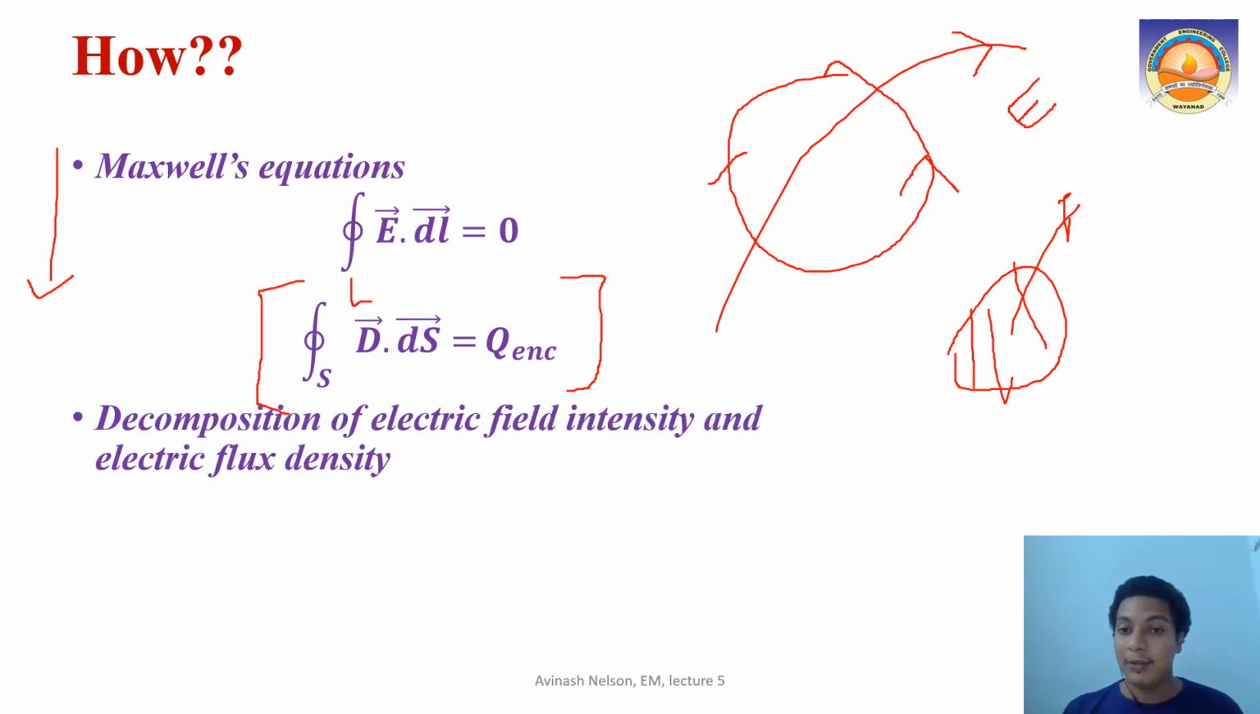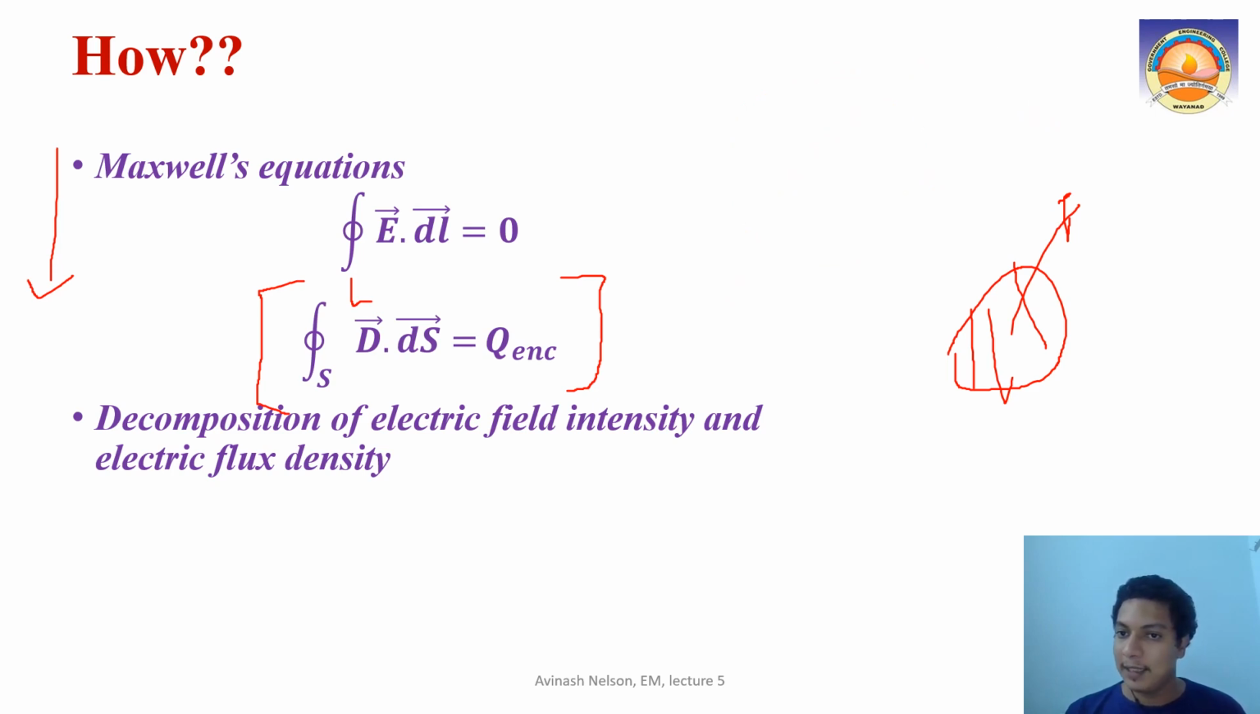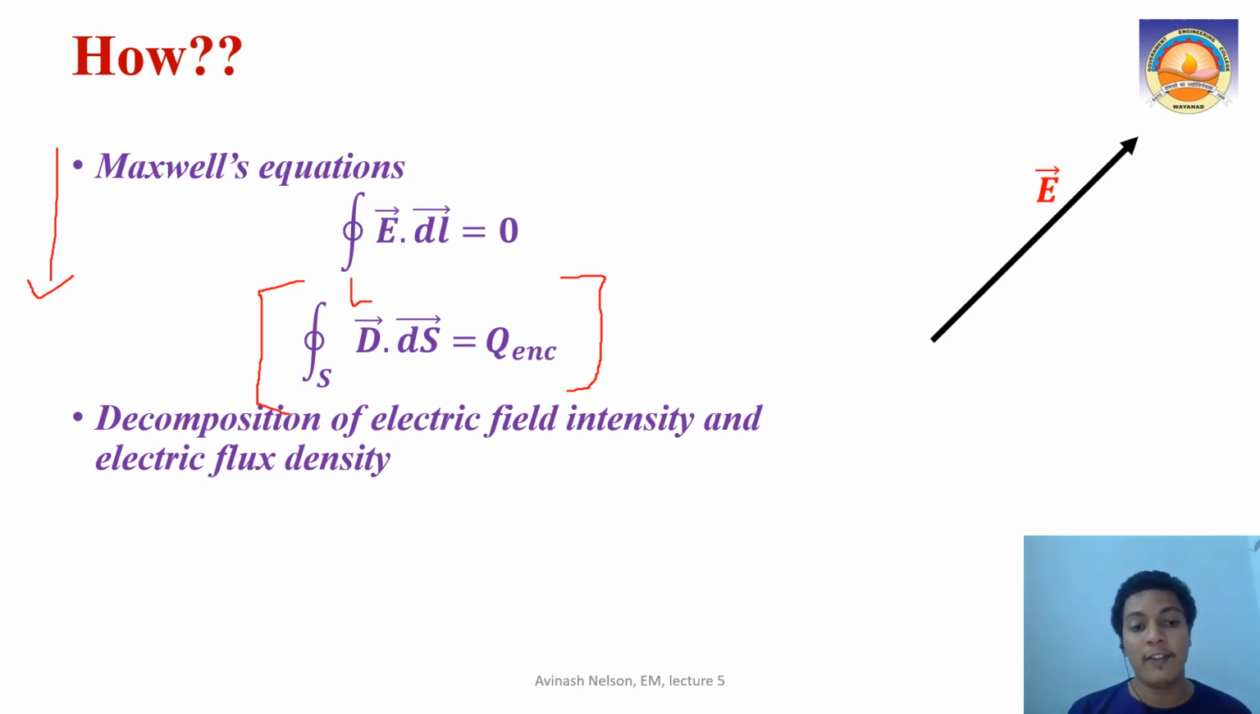Another part that you should know is the decomposition of electric field intensity and electric flux density. They differ just by a multiplication of the permittivity. We know that D, the electric flux density, is equal to epsilon times the electric field intensity. I am showing the electric field intensity only, meaning E here.